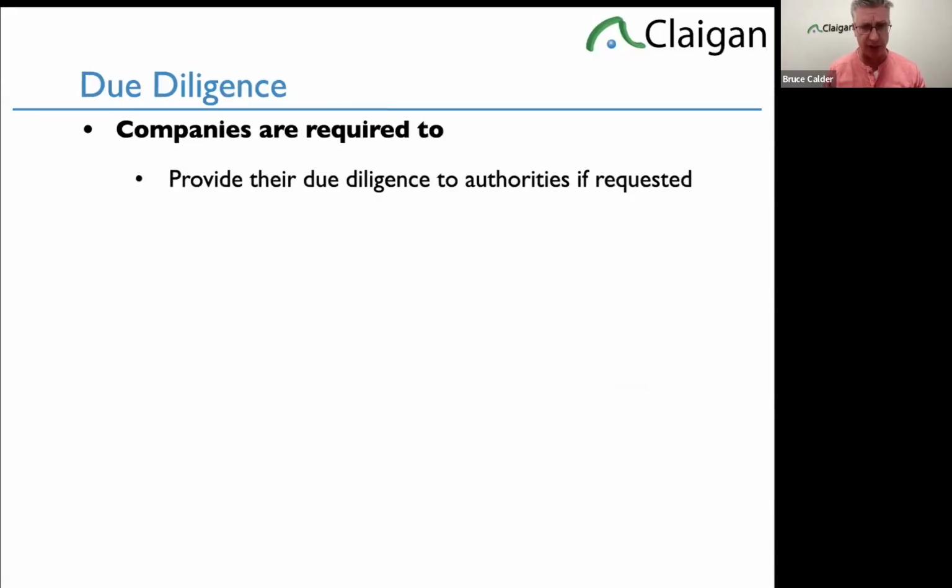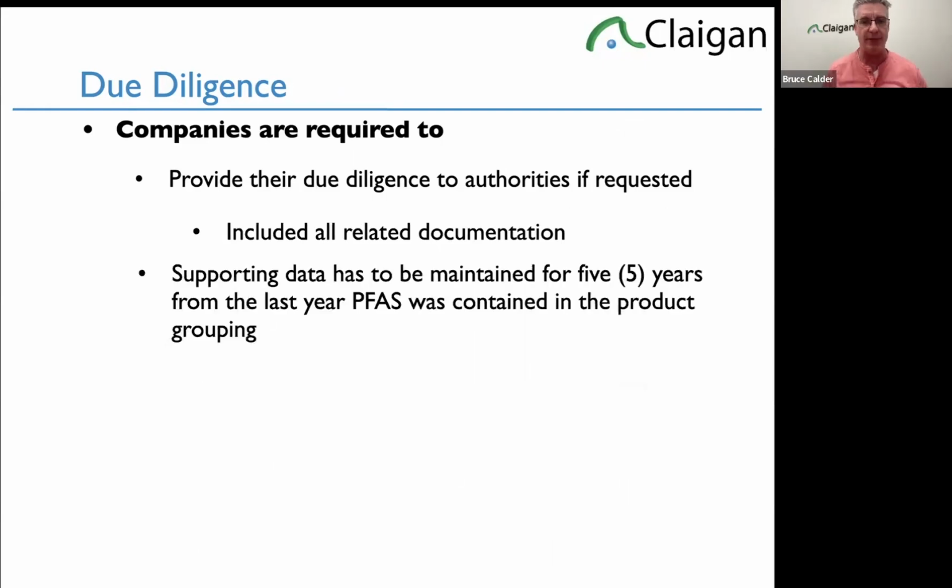Companies are required to provide due diligence to authorities if requested. So all the documentation it took to put this together, which a lot of times is a really good idea to have a third party do because we put everything in a really nice, tight bundle for you. It's really easy to provide it, including all related documentation. And you have to keep it for 5 years from that point at least, or it says 5 years to the point that PFAS in your product was still there. If you get rid of your PFAS, you don't have to keep it beyond that 5-year period. Does it go beyond 5 years? We don't think so. It's not well written. It looks like you have to keep the documentation for at least 5 years.